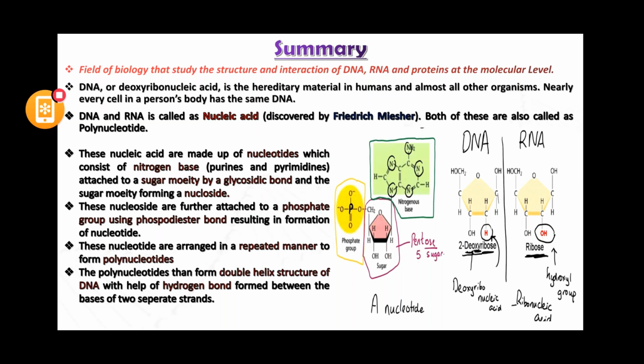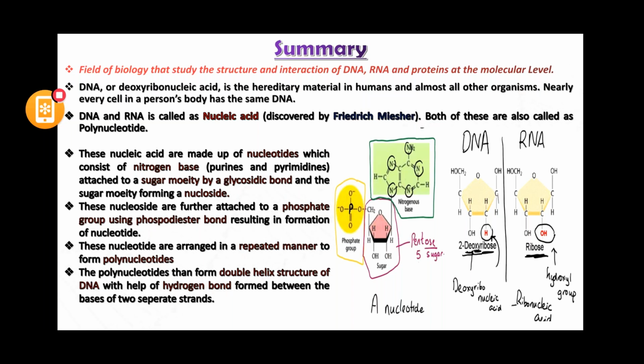Now, what is nucleic acid? We know DNA and RNA are called nucleic acids. Who coined the term and first isolated the nucleic acid, that is DNA? The scientist was Friedrich Miescher. Both DNA and RNA are also known as polynucleotides.